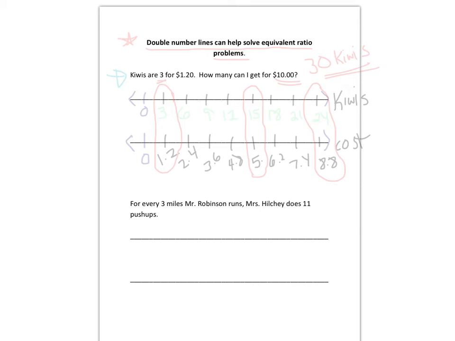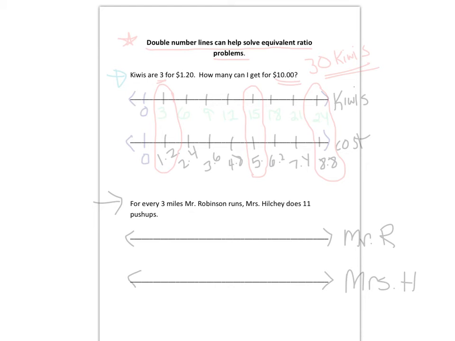I have one more problem. For every 3 miles Mr. Robinson runs, Mrs. Hilchey does 11 push-ups. So this is going to be Mr. Robinson. There's no real question here, but it doesn't really matter. And this is going to be Mrs. Hilchey.